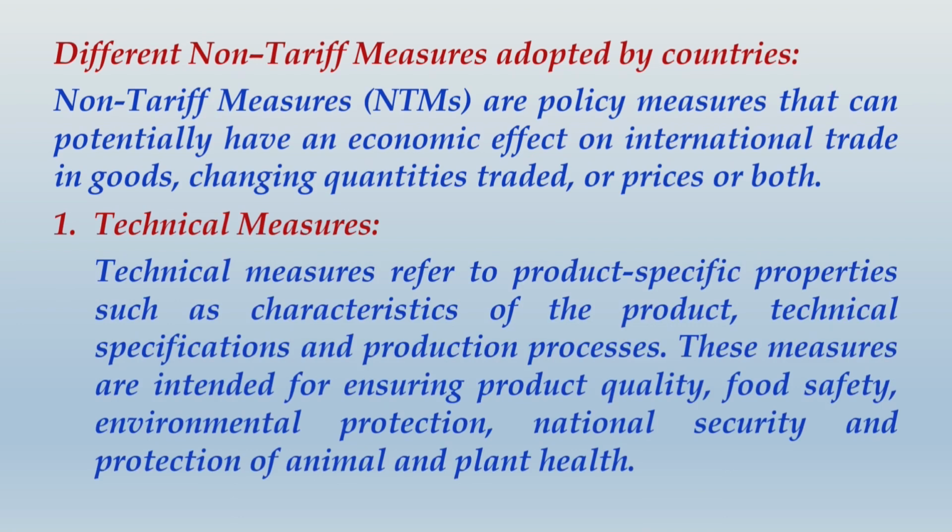Technical measures. Technical measures refer to product specific properties such as characteristics of the product, technical specifications and production processes. These measures are intended for ensuring product quality, food safety, environmental protection, national security and protection of animal and plant health. So please write this much and then I take you ahead.